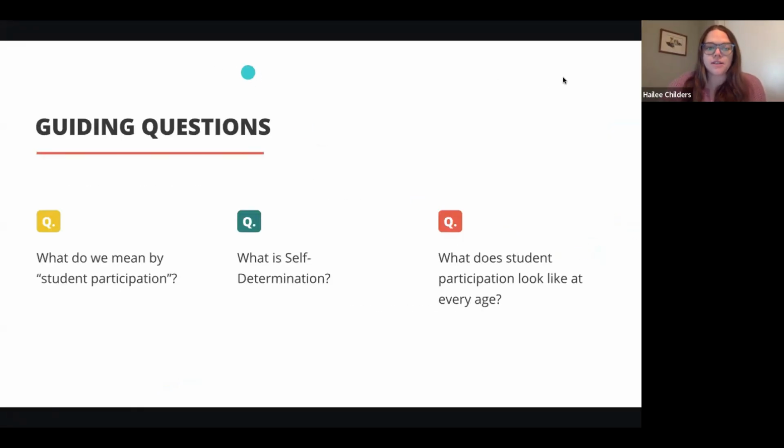So our guiding questions today, first of all, what do we mean by student participation? Also, what is self-determination? And what does student participation look like at every age? So the law says that the student should be participating when appropriate. That does get defined, but also what is appropriate? And we are making a case that students can appropriately participate from very early on.